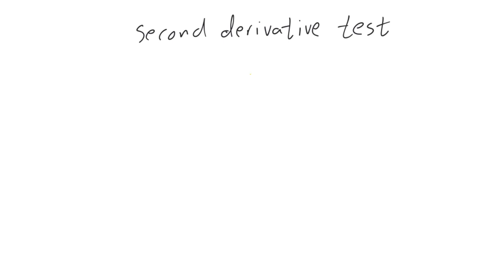Let's take a look at another option as to how we can find if a critical point is a max or a min, or neither. This one's called the second derivative test. It basically does the exact same thing as the first derivative test. So let's say again we have some function that looks something like this.